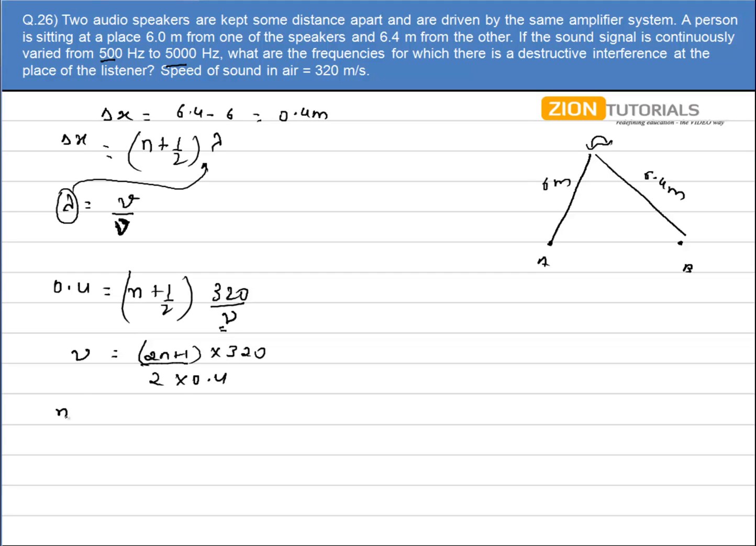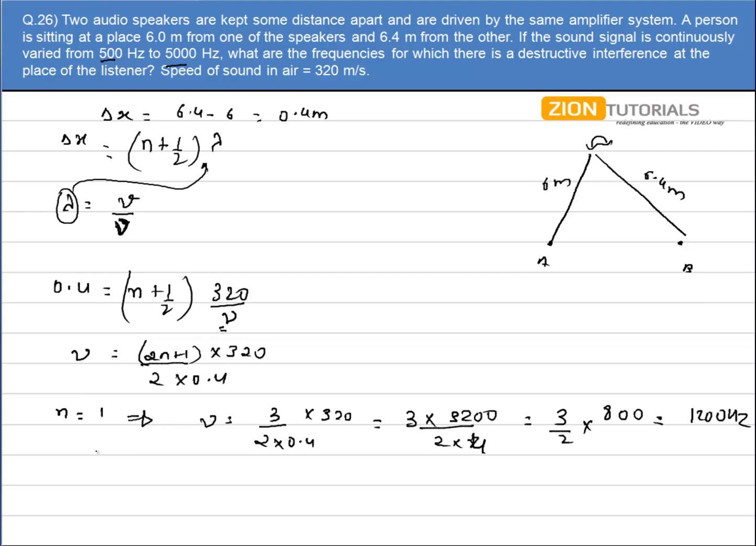So if I substitute the value of n equal to 1, then the frequency will be 3 by 2 into 0.4 into 320. So that is something near about 3 into 3200 by 2 into 8, 2 into 4, so it will be 3 by 2 into 800, that is 1200 Hz.